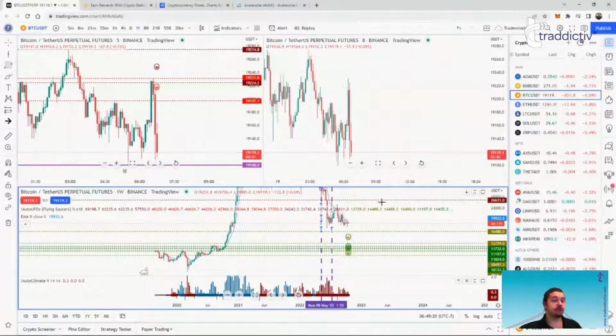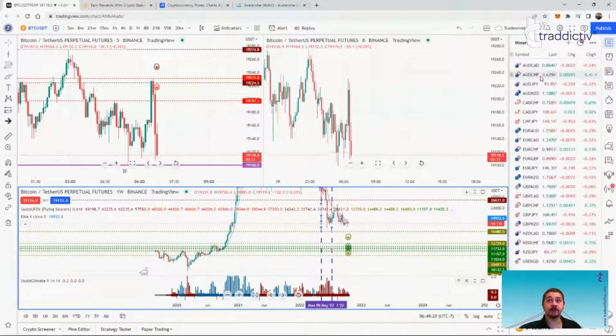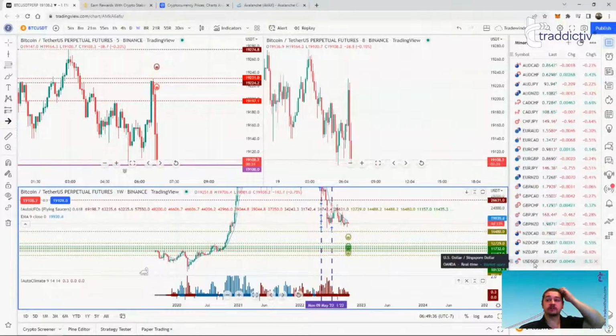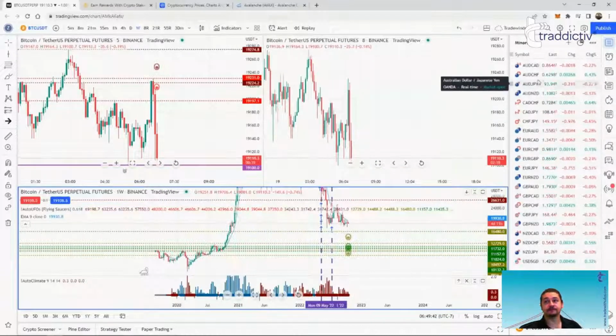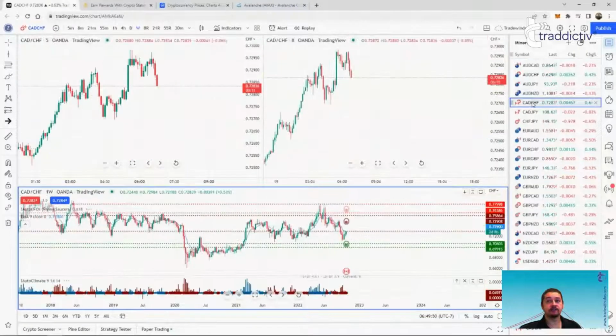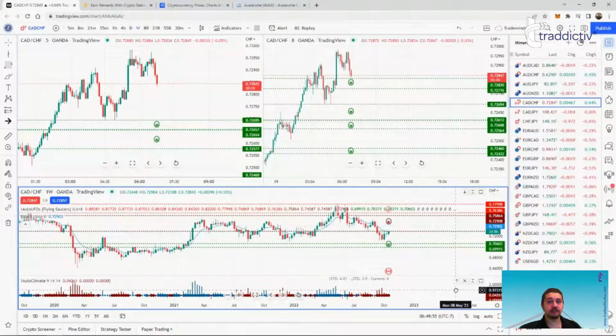All right, let's see if we can go back to Forex real quick and see if we can come up with any other trades, perhaps in one of the minors. We already have a trade on the Aussie. Let's see if we can get any trades on some of the minor pairs that we have here. All right, Aussie CAD. Let's look at the CAD franc. See if there's anything currently on the 6th, so nothing to do there.